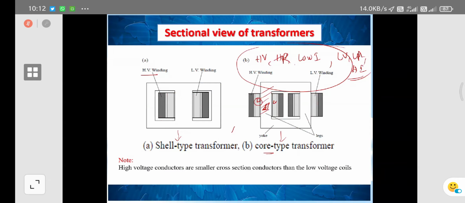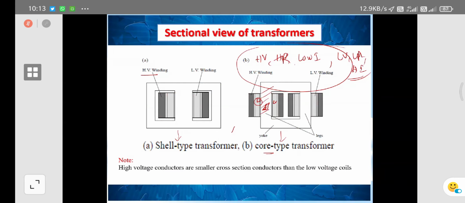The core type transformer is used for high voltage and small kVA ratings, like high voltage of 2000 by 1000 volts, and a small kVA like 10 kVA. Whereas the shell type transformer is used for low voltage and high kVA ratings. Low voltage means like 400 by 200, otherwise 200 by 100, and high kVA ratings like 100 kVA.